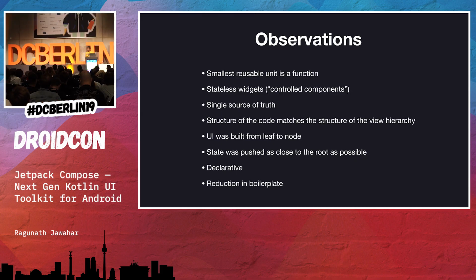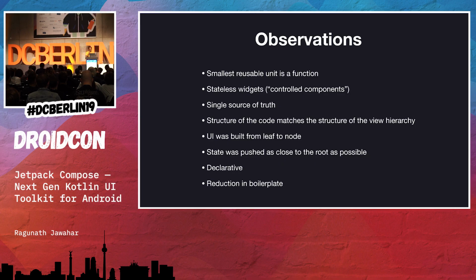And you'll also notice that the structure of the code that we wrote, the functions that we wrote, would exactly match the structure of the view hierarchy itself, right? And since we started from the bottom of the tree and then moved to the top, we built the entire application starting from the leaf to the node, which means, as a nice side effect, we pushed all the state as close to the root as possible. So every state that we are looking at was as close as possible to the root of the tree itself.